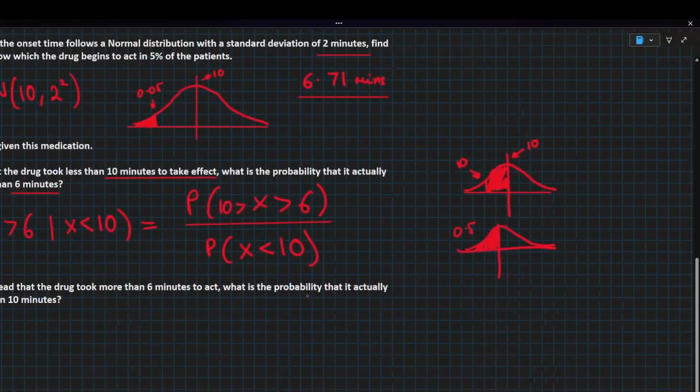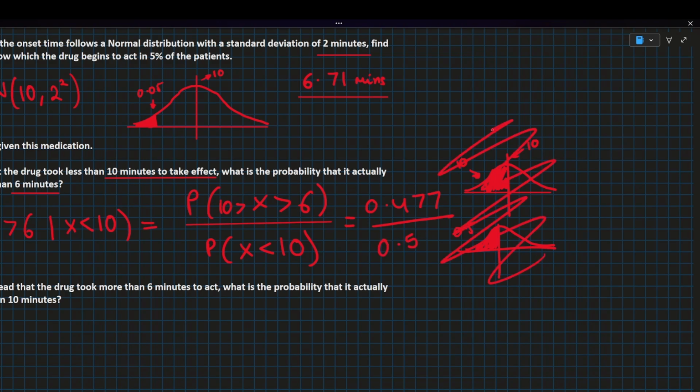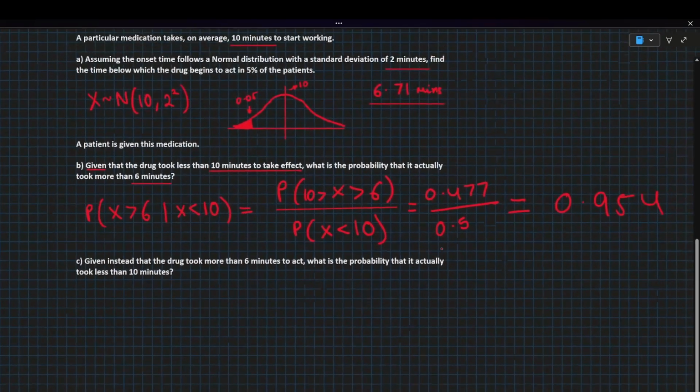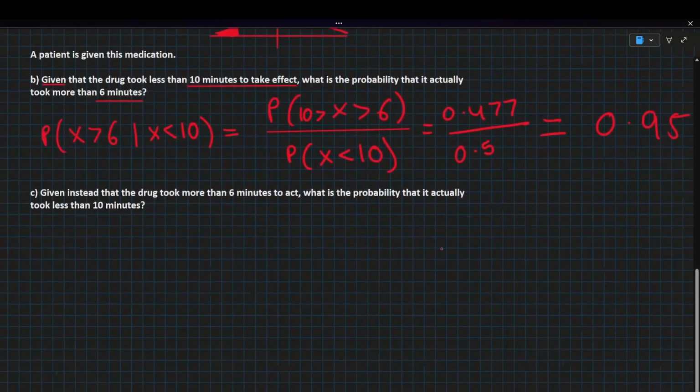So we can work this out in our calculator quite easily. Go to normal CD and our lower bound is going to be 6, our upper bound is going to be 10, our standard deviation is 2 and our mean is 10, and that gives us an answer of 0.477, and then we divide that by 0.5. Okay, so I'm just going to rub these out. Therefore our answer is 0.954. That's our answer to this question. Okay, we'll go to the next one.